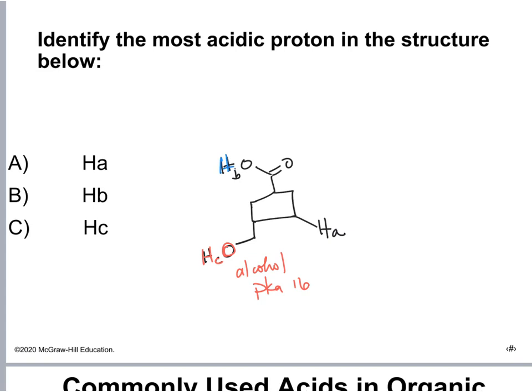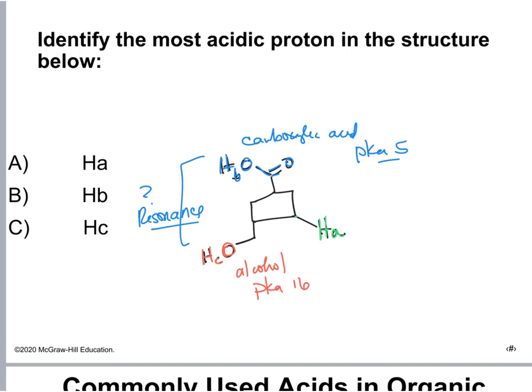This HB is on a carboxylic acid, and so it's going to be pKa around 5, right? And why 5 versus 16? What's the difference? Well, one has resonance structures, so resonance is a factor. And then we have HA here.